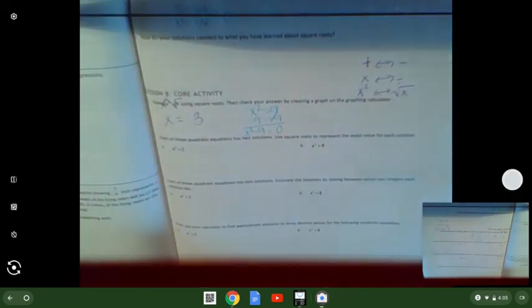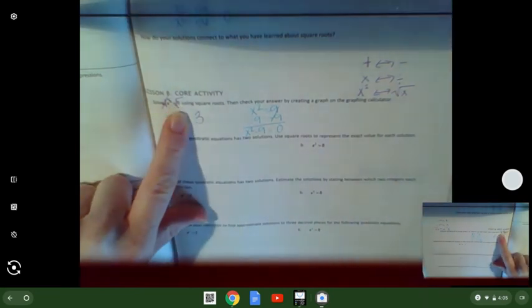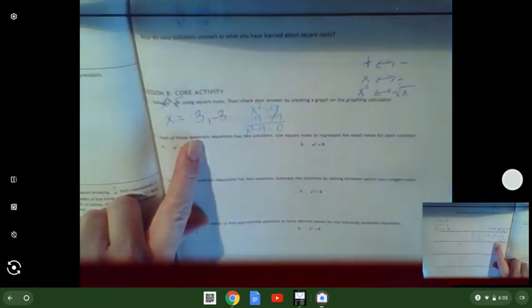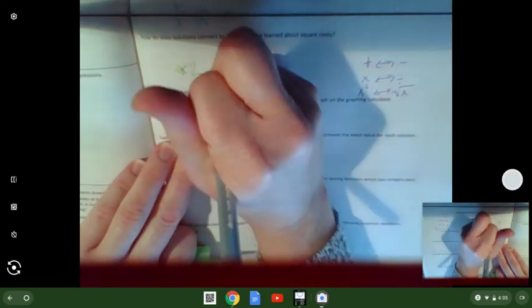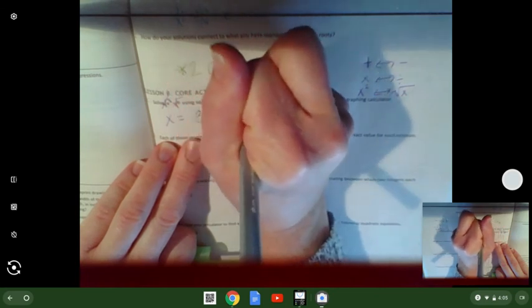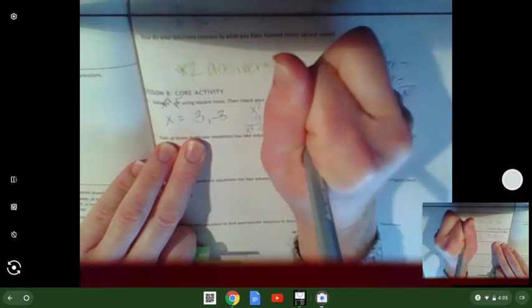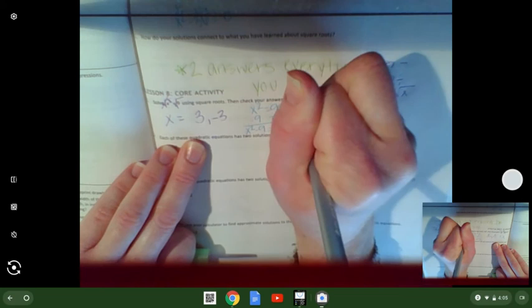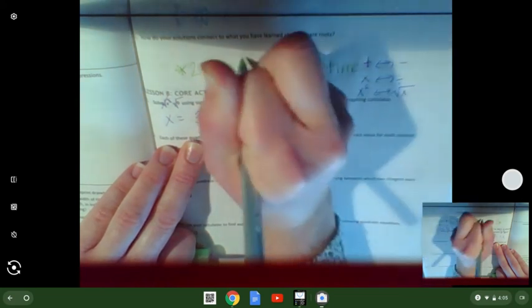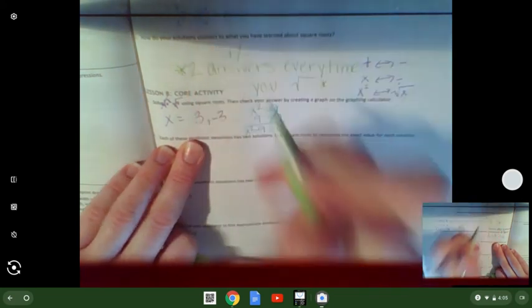Well, here's something you need to remember. Anytime we square root, we get both a positive and a negative answer. Two answers anytime you square root. I'm going to make a note here, and yes, I will put up a copy of my notes here. Two answers every time you square root. One plus and one minus.